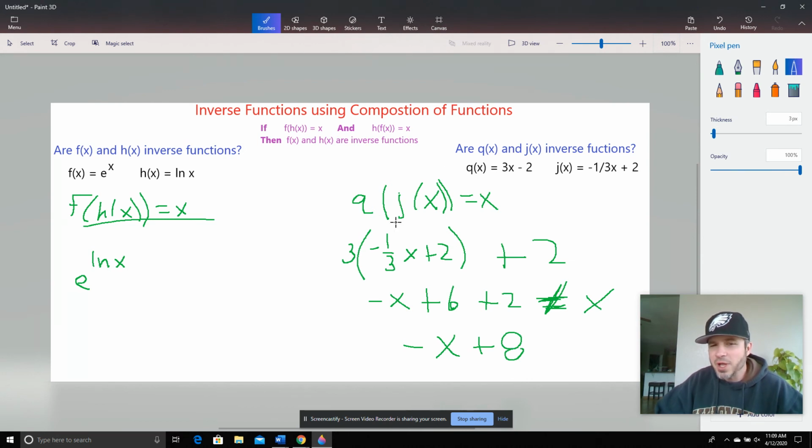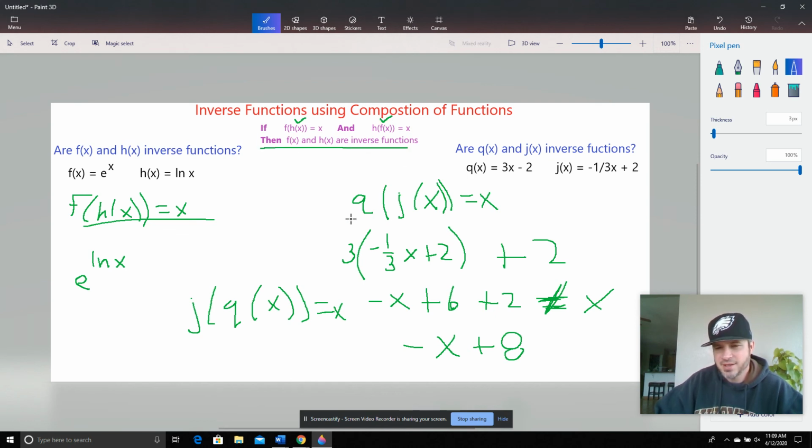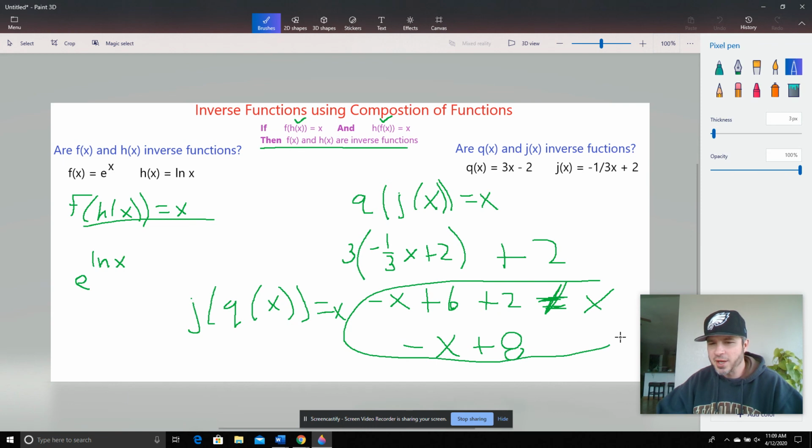But if it did equal x, then we would want to try the j of q of x to make sure that that equaled x as well. Remember, it has to be both. So if one, then and the other, then yes. So the answer is yes or no, and this is how we prove it. So our f and h, yes, the proof was right there. Our q and j inverses, no, here's my proof right here.